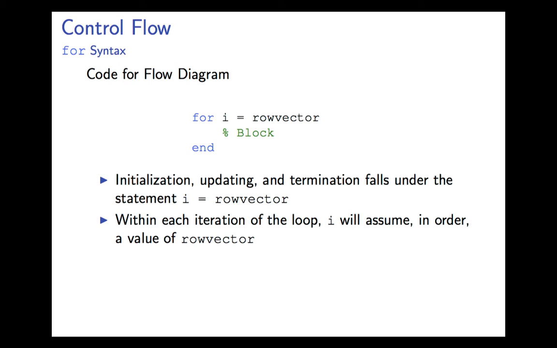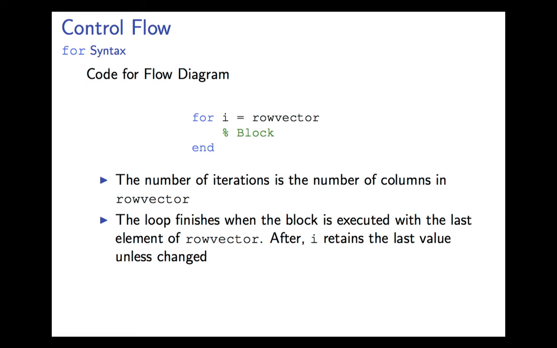And then the block will just be an arbitrary block of code, and it can be pretty much whatever you want. The number of iterations is actually the number of columns in row vector, and the loop finishes when you reach the end of the row vector and then the end of the block. After the loop, i retains that last value in row vector.